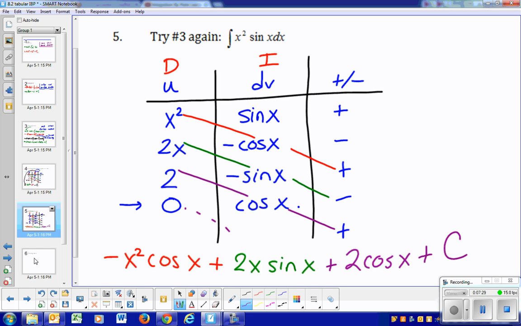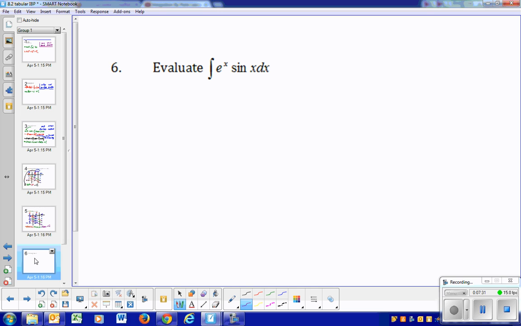Okay? Question 6 is a different sort of integral. This is one where if I set up my chart, nothing is going to zero out. If I have e to the x as my u, I'm just going to keep getting e to the x's. If I have sine for my u, I'm going to go sine, cosine with some pluses and minuses flying around, okay? So this is a different sort of problem, but it is manageable with this technique.